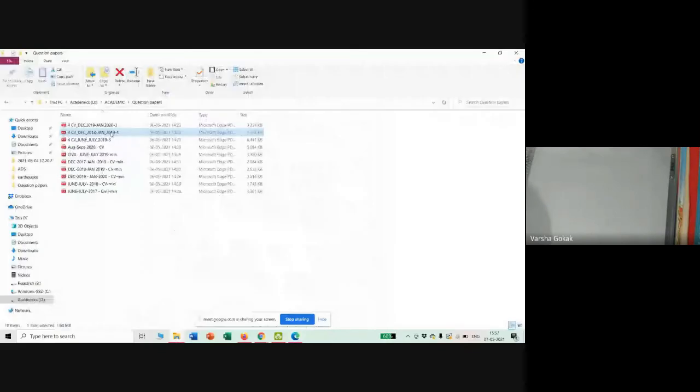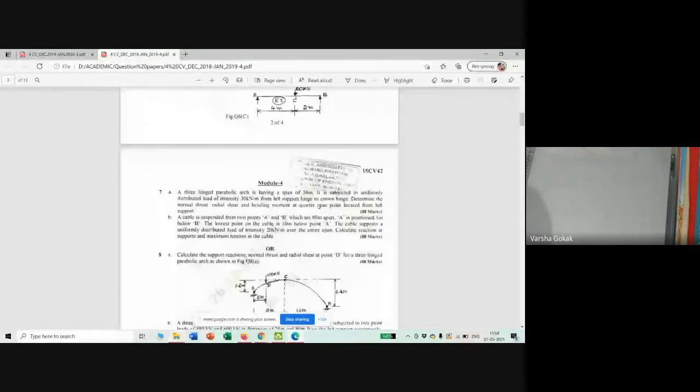So that is one question paper. Next, we have one more here. Question number 7A. A 3-hinged parabolic arch is having a span of 36. It is subjected to a uniformly distributed load of intensity 30 kilonewton per meter from left to the crown. That is the same as the previous. Determine the normal thrust, radial shear, etc., located from the left at a quarter span. Meaning that the same question is repeated twice. Same, no change. But there it was for 12 marks. Here it is for 18 marks.